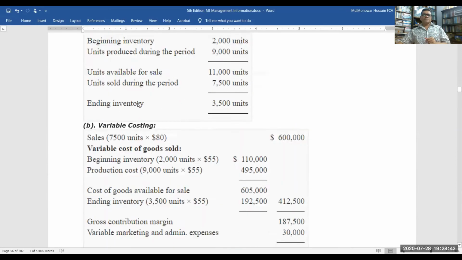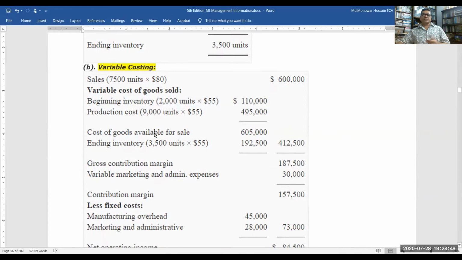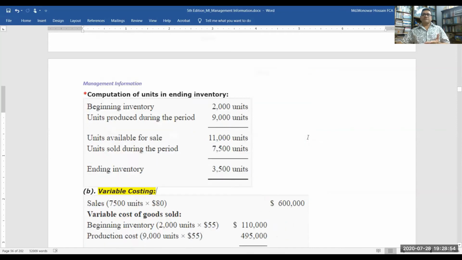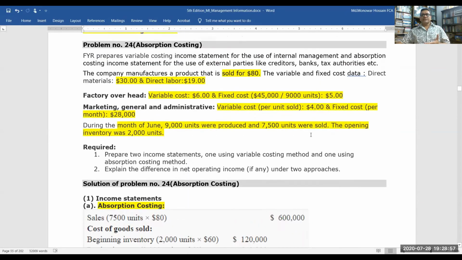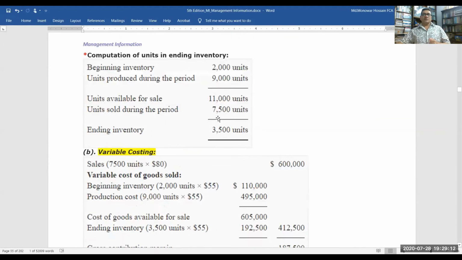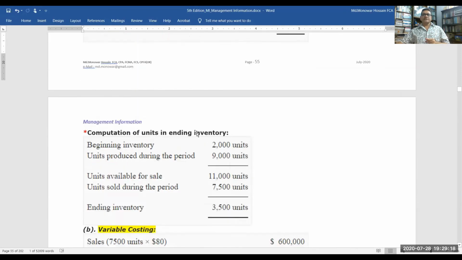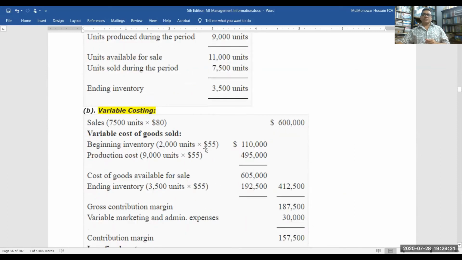Now, what about variable costing? Look here, under variable costing the selling amount is the same. For the variable cost of goods sold, beginning inventory is 55. Why 55? Because the fixed factory overhead of $5 is not in the product cost under marginal costing or variable costing. So 60 less 5 gives 55. So it is $55 per unit under variable costing.